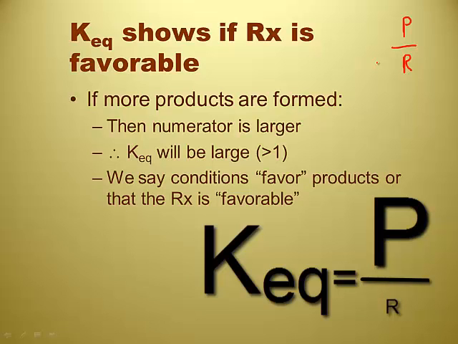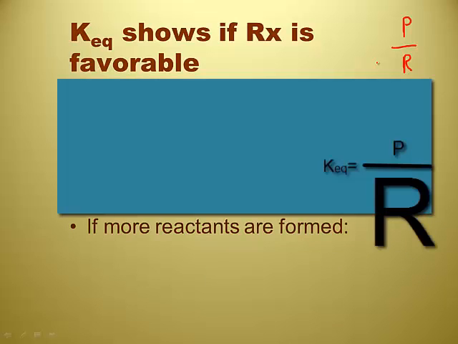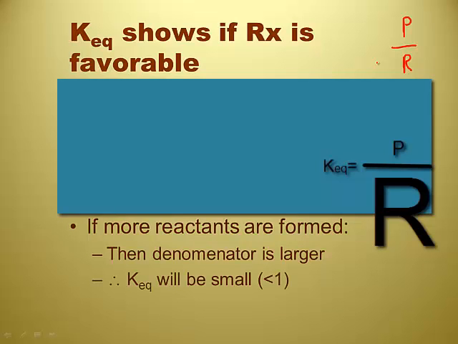If you're trying to feed the world and you're not making enough ammonia, if it's a real small K, what's the point of the reaction? Now, there's another way to look at this. If more reactants are formed, on the other hand, the denominator winds up being larger. A bigger denominator means that the KEQ is going to be small. So a small KEQ means that you don't have a favorable reaction.